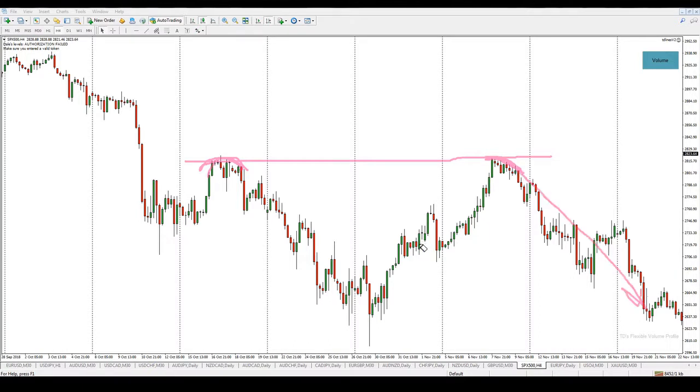And by the way, one small thing to notice. This resistance also worked as a support. The reaction was not so aggressive, not so strong, but it was there. This is exactly the place where it turned for a little pullback.